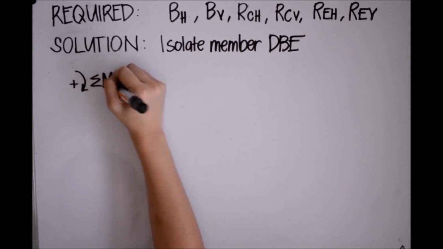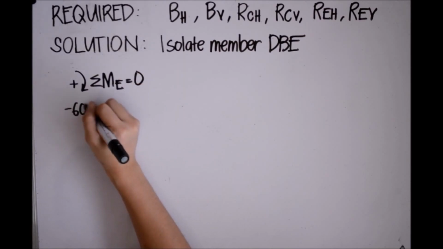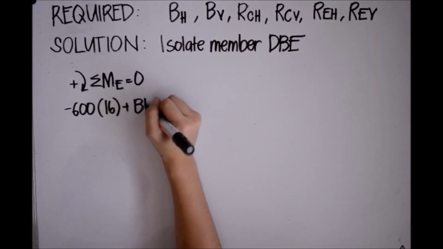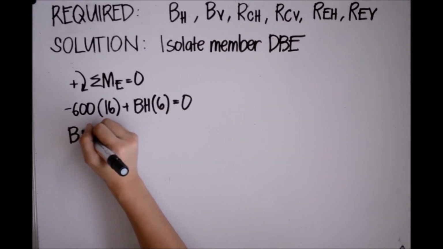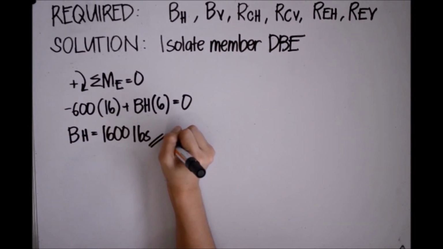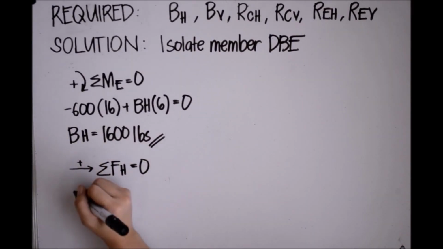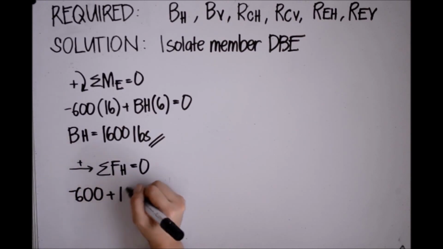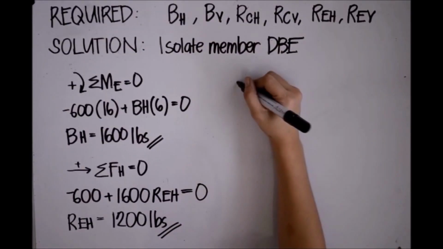Now, isolate member DBE. Summation moment at E, positive clockwise, is equal to 0. Negative 600 times 16 plus B horizontal times 6 is equal to 0. B horizontal is equal to 1,600 pounds. Summation forces horizontal positive to the right is equal to 0. Negative 600 plus 1,600 minus reaction at E horizontal is equal to 0. Reaction E horizontal is equal to 1,000 pounds.